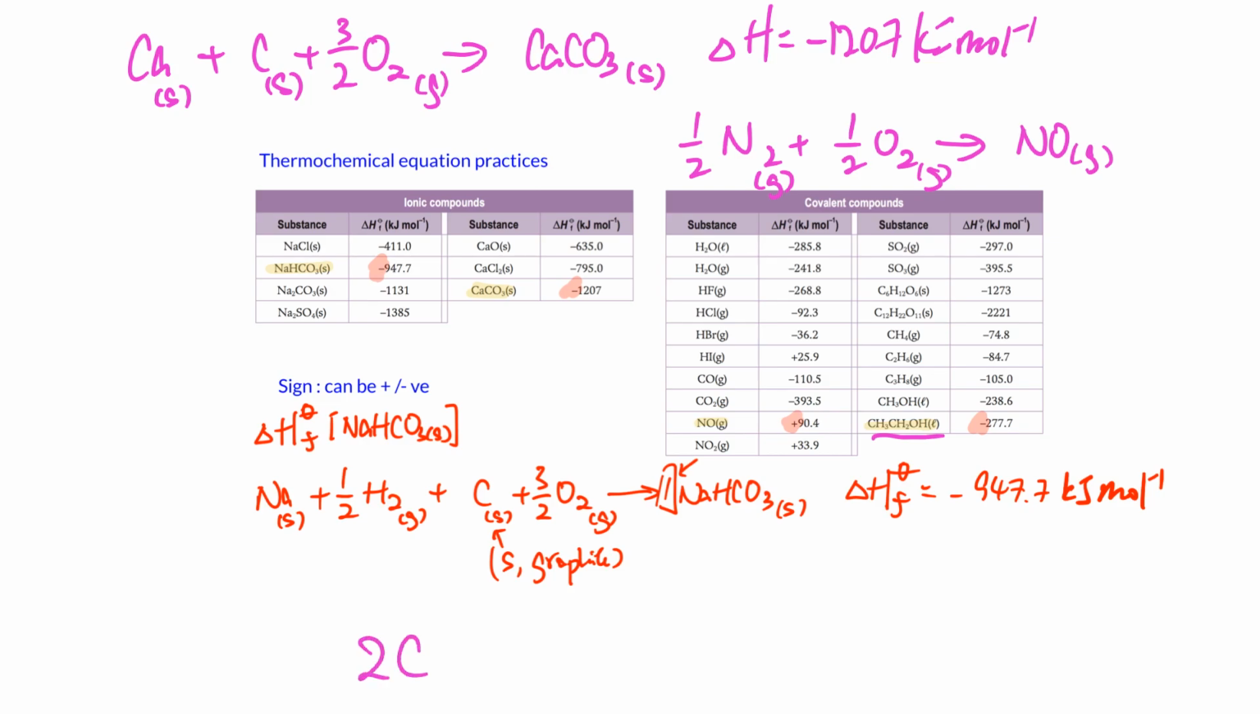And the last one, you have CH3CH2OH, so you have 2 carbon, you have 3 H2, and then you have half O2, and then you form ethanol. Basically, the formation equation has to be written like that, and that will be one of the key questions that you can see in standard enthalpy change of reaction. So it requires you to write down the equation.